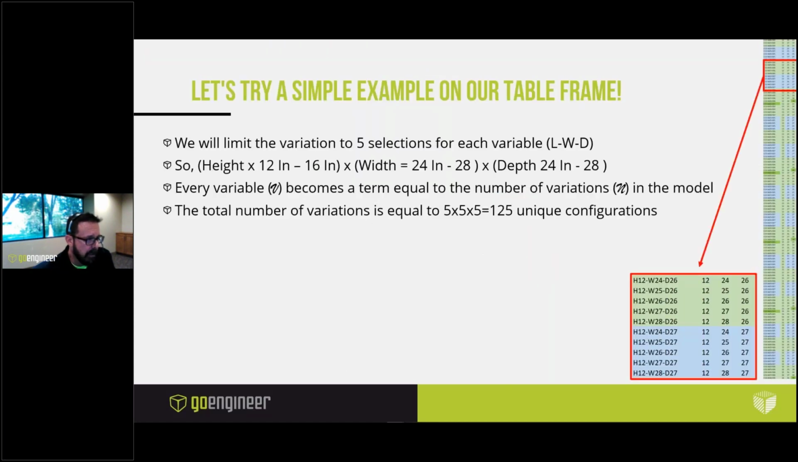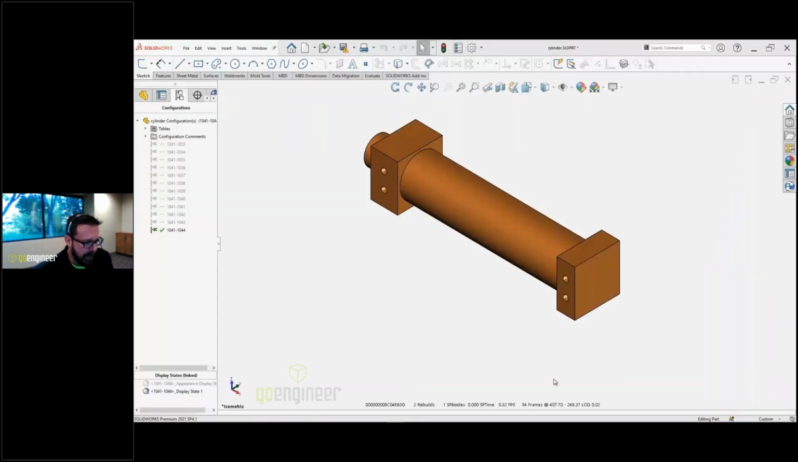All right, so we only have an hour webinar. Because of our time constraints, I'm going to walk through making a design table that only has 5 selections for each variable. So in other words, instead of the full range of length, width, and depth sizes, I'm just going to do 5. That is going to give me 125 unique part numbers or unique configurations, okay? The total number of configurations we'd need for the real product is obviously way greater than that. So let's flip back over to SolidWorks.